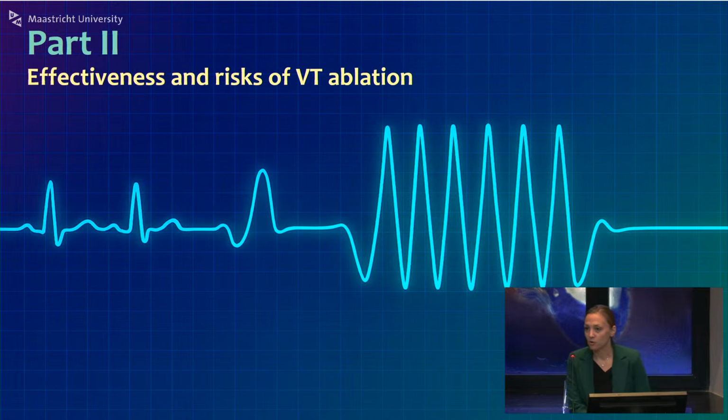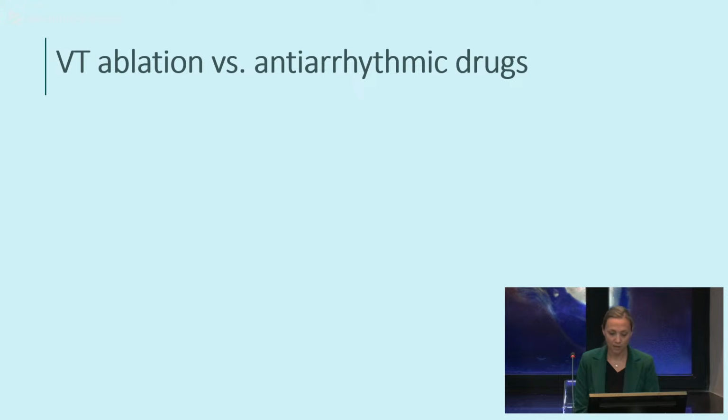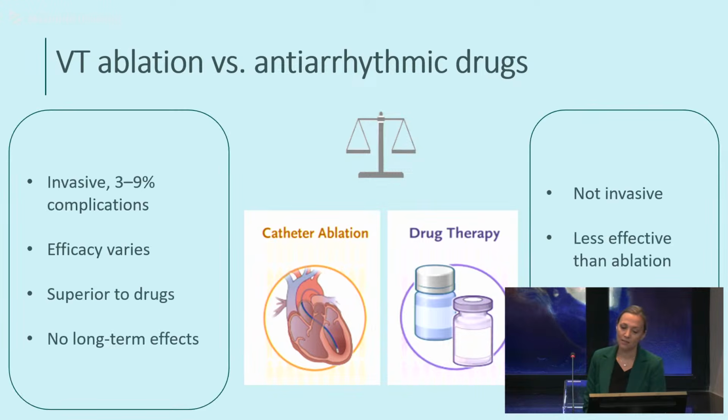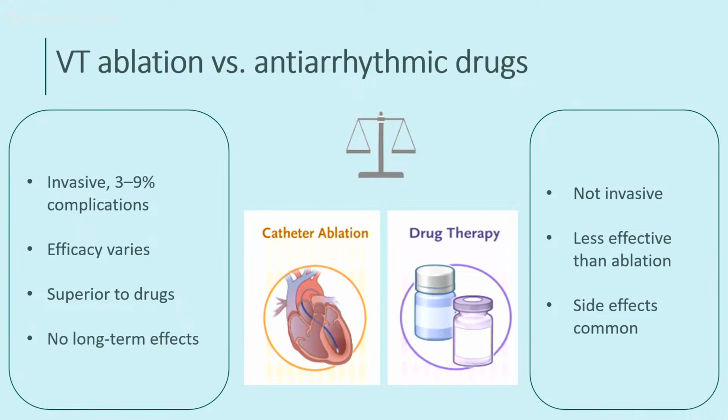So this brings us to the central issue. How effective are these procedures and what are the risks involved? 2 decades ago, the only treatment for VT was antiarrhythmic drugs like amiodarone. While not invasive, these medications are often problematic in everyday life because of common side effects. On the other hand, a catheter ablation is invasive, carries certain complications. Its efficacy varies on the underlying cardiomyopathy, but it has been shown in many studies to be superior to drugs.